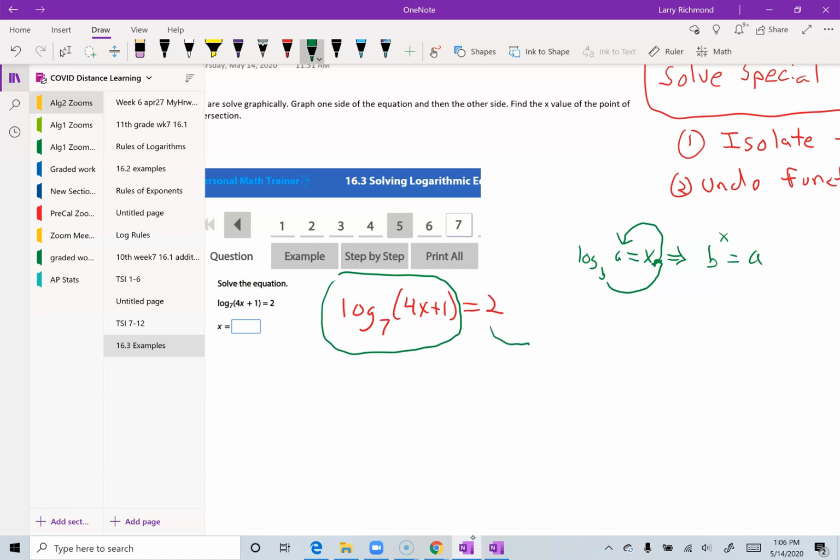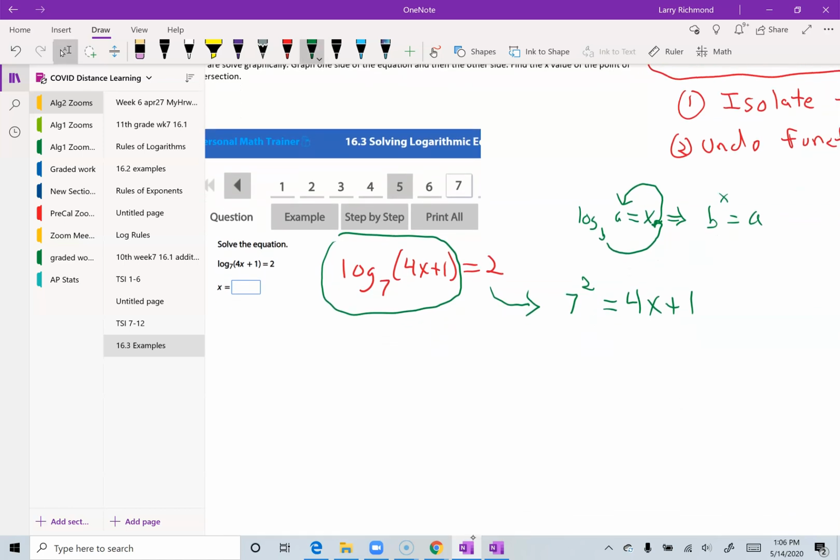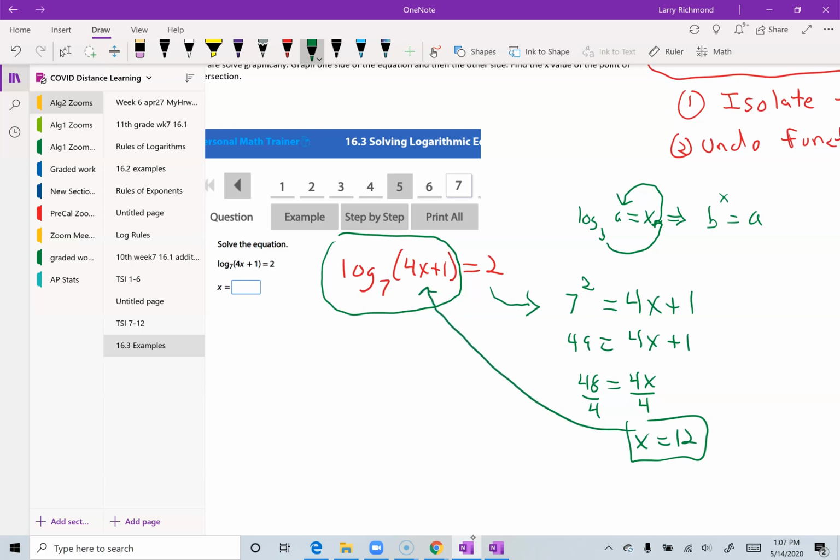So this log equation becomes 7 squared equals 4x plus 1. Just use the definition to rewrite it. And now this is an equation in one variable, no problem. 7 squared is 49 equals 4x plus 1. Subtracting 1 from both sides gives 48 equals 4x, and then dividing by the coefficient 4 yields x is 12. Now we should take this value of x being 12 and substitute it in and see that it works, but it will. x is 12.